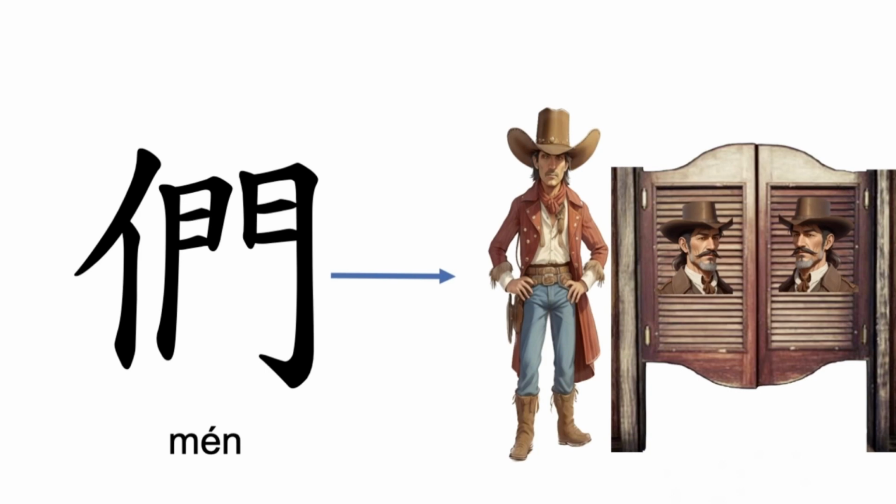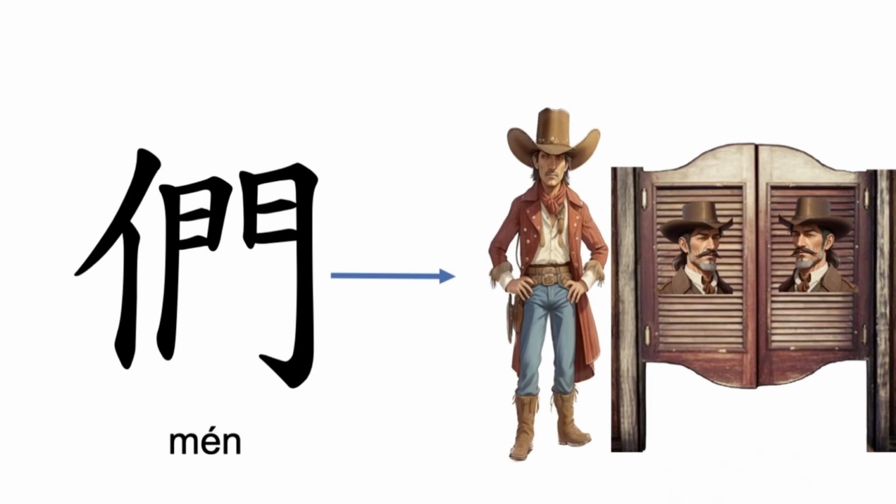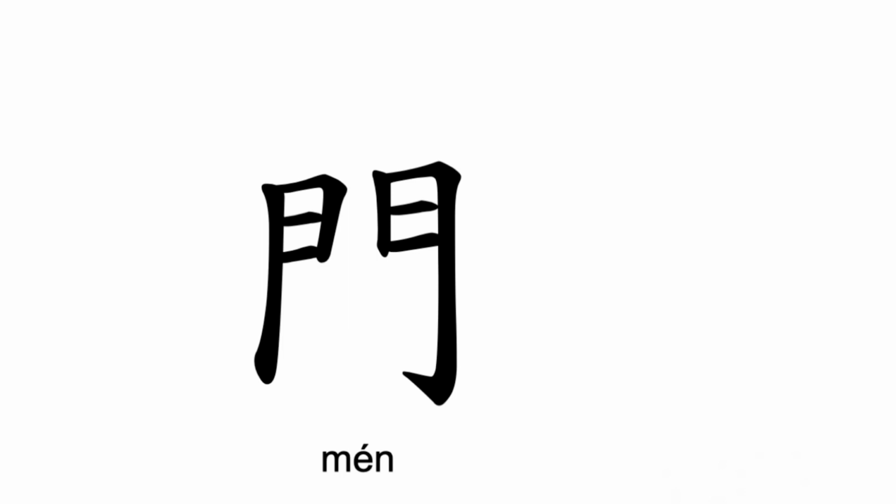It's a way of expressing that there's not just one person but several. So, you can see how this character reflects the idea of a gathering or a multitude of individuals. Now you know, when you see 们, you're looking at a group of people, not just a single person. It's a great example of how Chinese characters can visually represent their meanings, making them both fascinating and informative. The right part of 们 is 门.